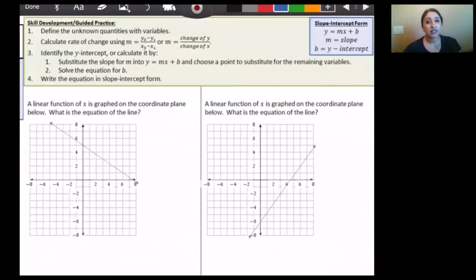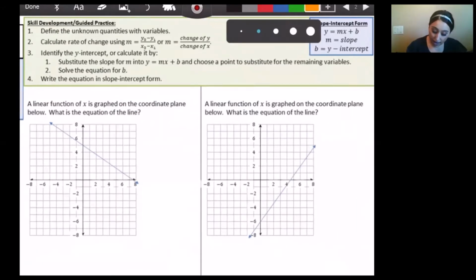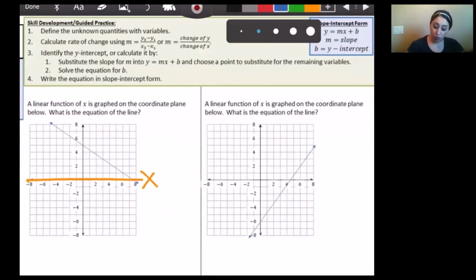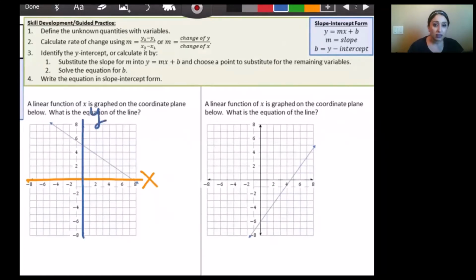All right, next guys, let's jump into skill development. So step number 1, let's define the unknown quantities with variables. So I'm going to label my x variable. I know my x variable is the horizontal line that goes from right to left. Next, I'm going to label my y variables. So I have my x-axis, and now I have my y-axis. The y-axis is vertical, it goes up and down.